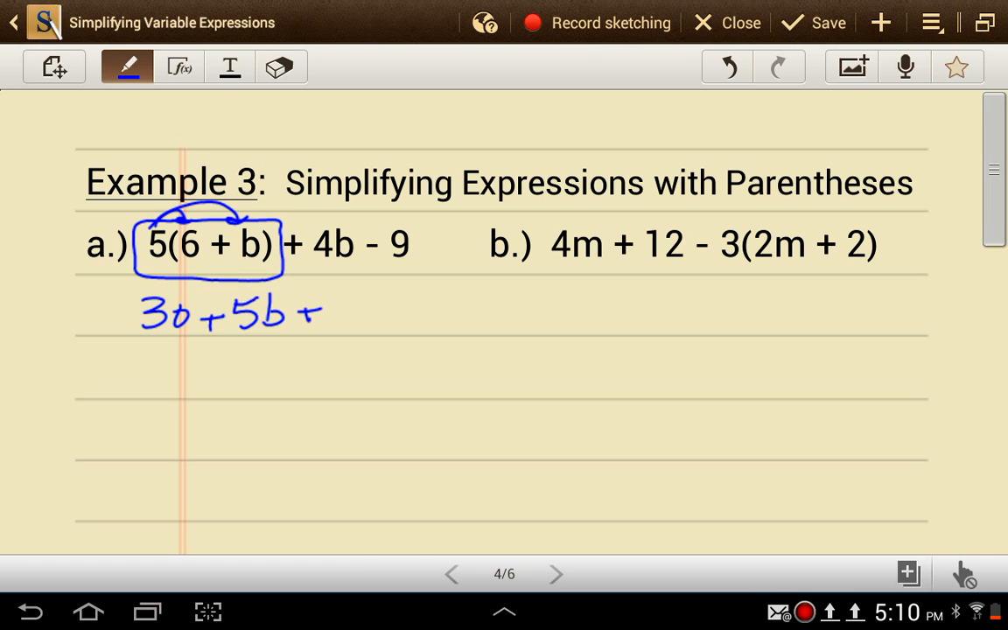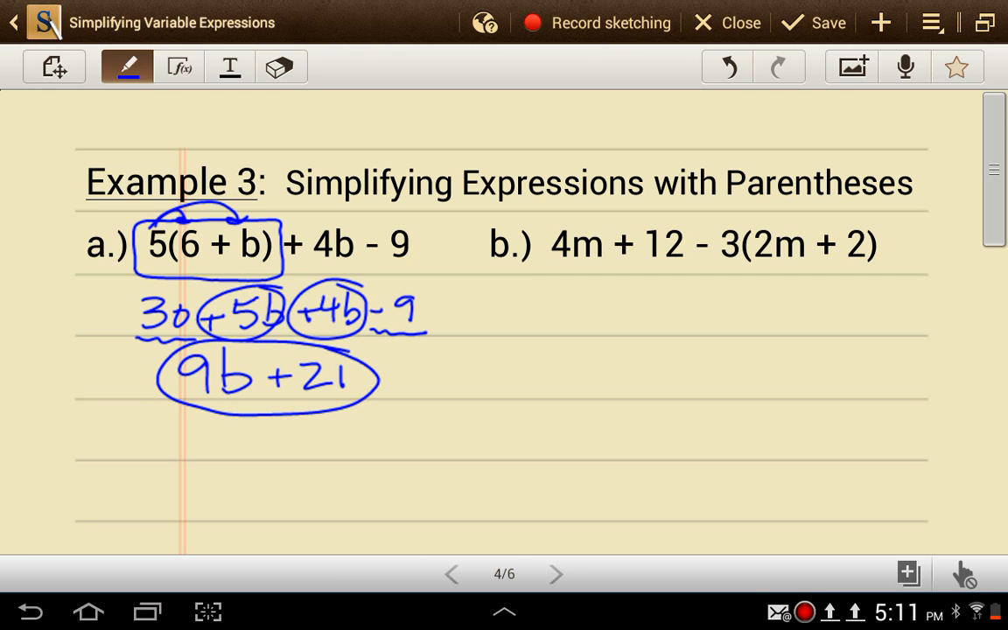I have to write the rest of the problem. Yes, you must write the rest of the problem, so rewrite the whole problem. Now I don't care about anything that was originally written. I only care about what I have in blue there. Now I can combine like terms. 5b plus 4b is 9b. 30 minus 9 is positive 21, so 9b plus 21. And that's my final answer. Now looking at B, I have a new issue.